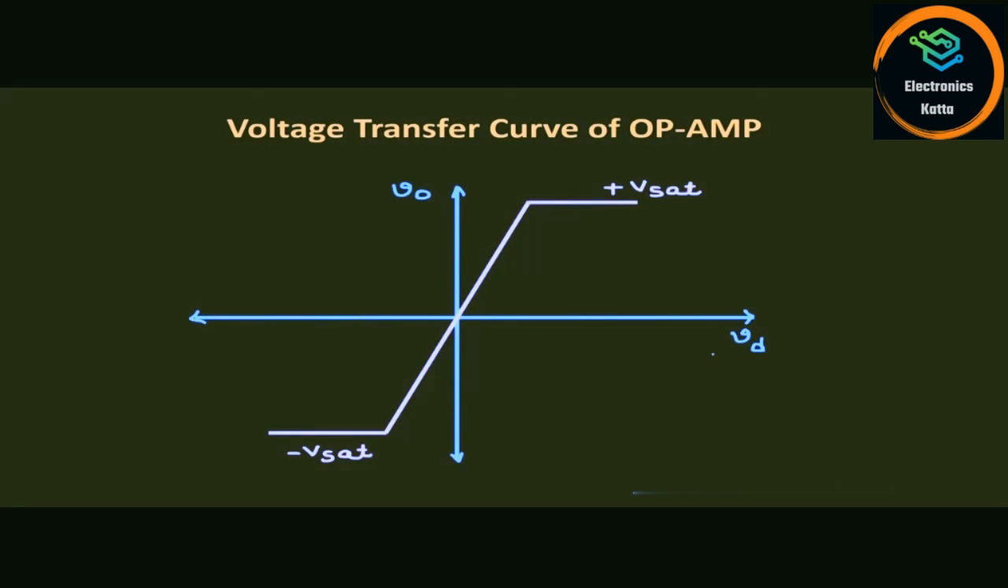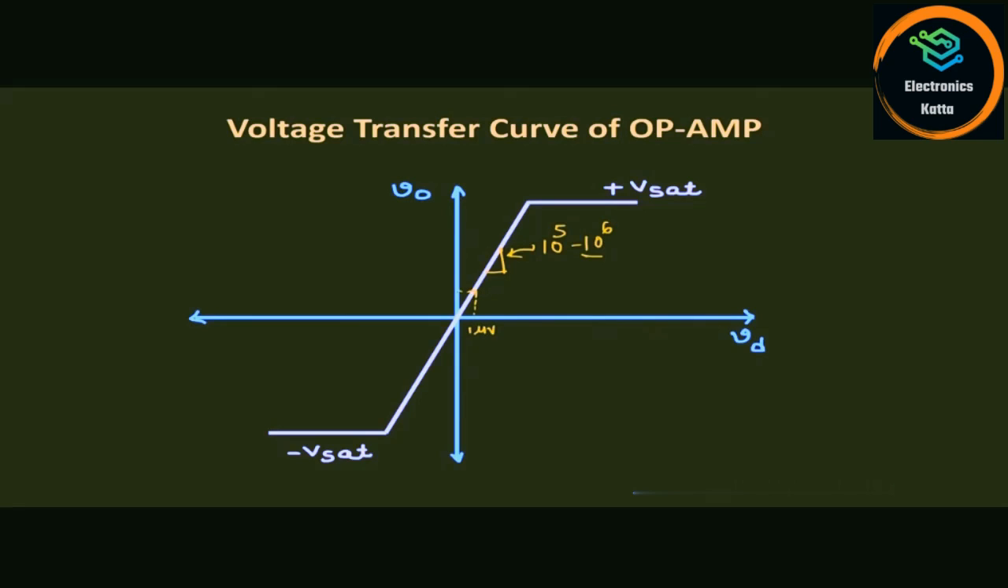So if you see the voltage transfer curve of the op-amp, it will look like this. Here the x-axis represents the differential input applied to this operational amplifier, and the y-axis represents the output voltage of the amplifier. The slope represents the gain of the amplifier, which used to be in the range of 10 to the power 5 to 10 to the power 6. Now let's say the gain of the op-amp is 10 to the power 6, and we are applying 1 microvolt of signal.